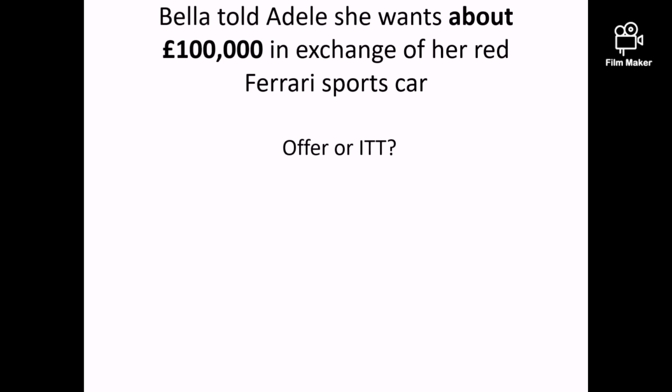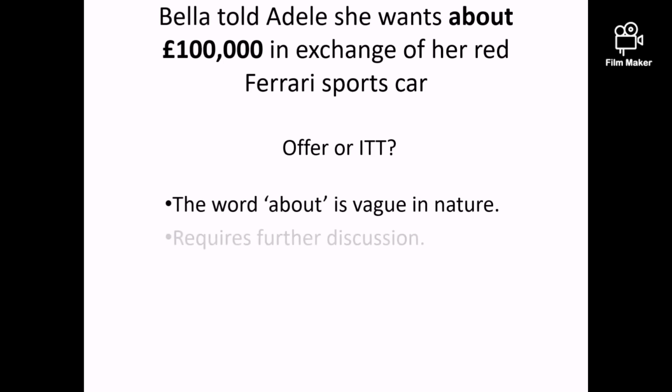Now, the word "about" is very vague in nature. Obviously, it requires further discussion in order to determine what exact amount Bella is actually expecting. The intention here is not certain, and therefore this is an ITT, not an offer.